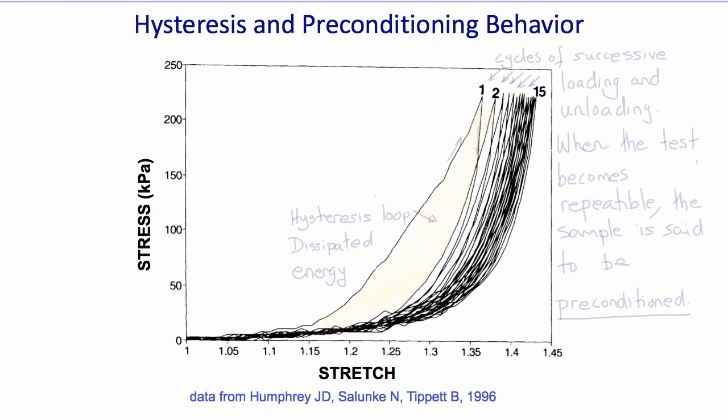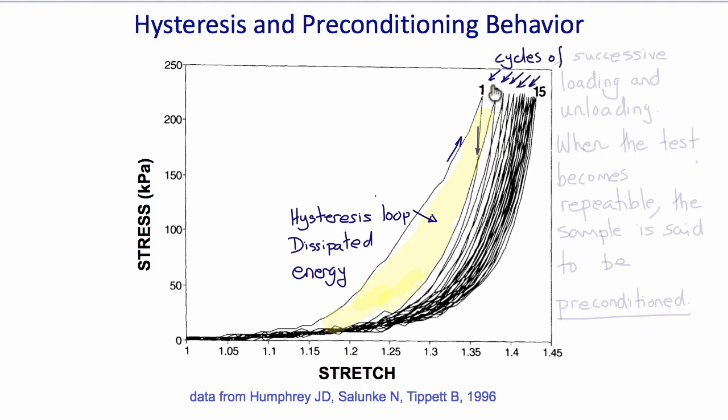Here we see an example of successive cycles of loading and unloading in a biological tissue, a blood vessel, and we see several characteristics of many soft tissues. We observe that the stress strain curve is nonlinear and that the loading curve, the up curve, is different from the down curve. They create a loop called a hysteresis loop, and the area of the loop represents the dissipated energy. And this is a common characteristic of soft tissues.